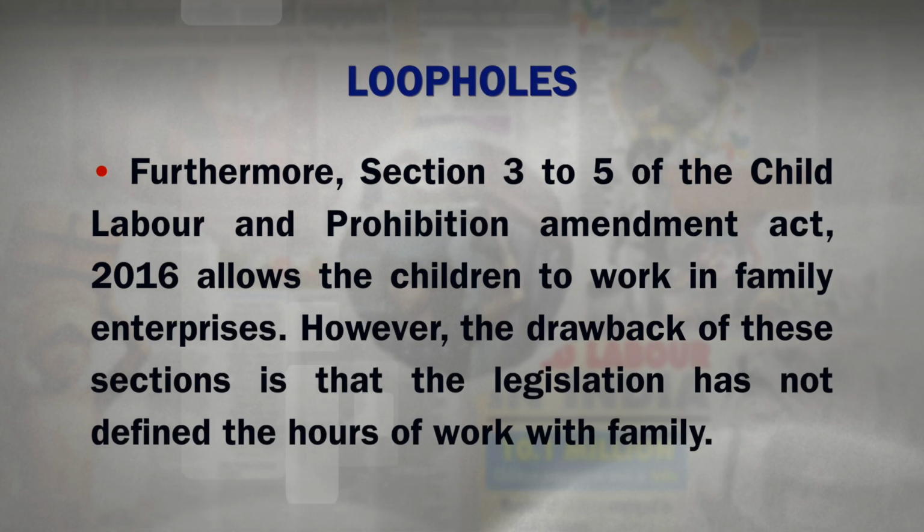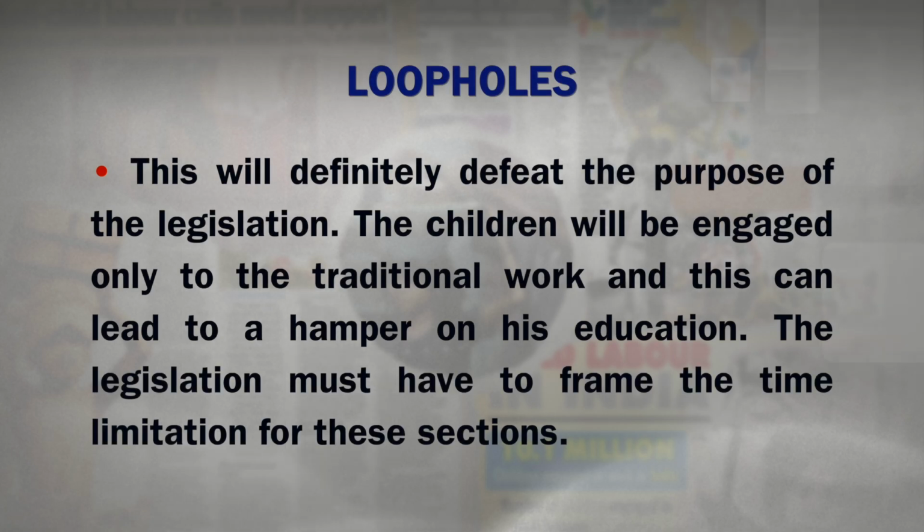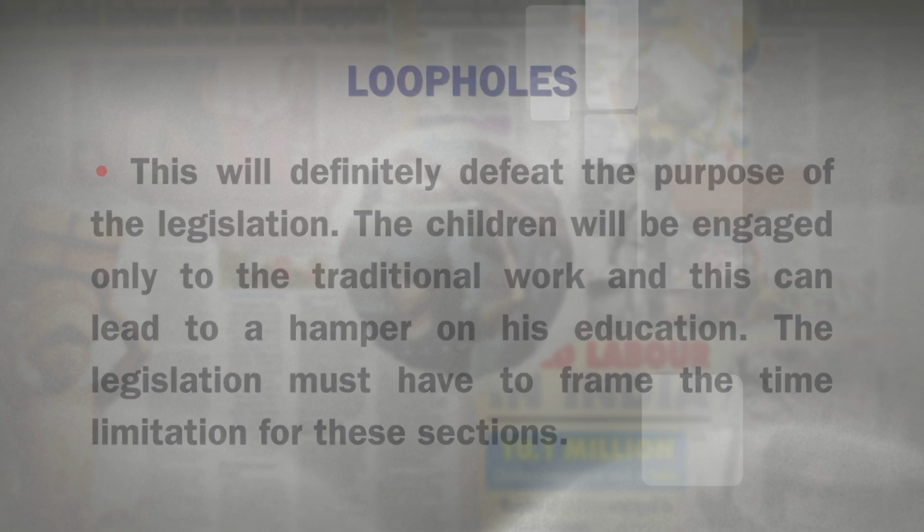Furthermore, Sections 3 to 5 of the Child Labour Prohibition Amendment Act of 2016 allow the children to work in the family enterprises. However, the drawback of these sections is that the legislation has not defined the hours of the work with the family. This will definitely defeat the purpose of the legislation. The children will be engaged only in traditional work, and this can lead to a hamper on their education. The legislation must frame the time limitation for these sections.